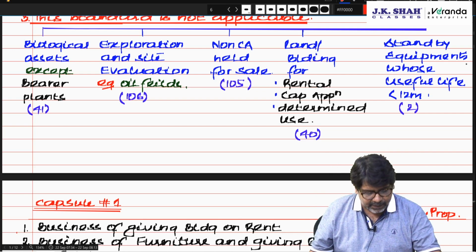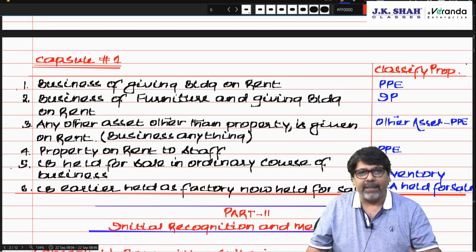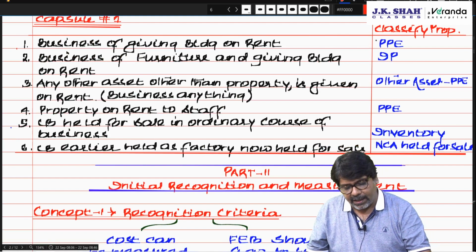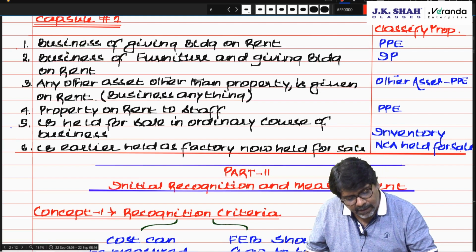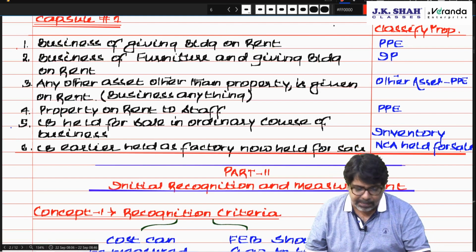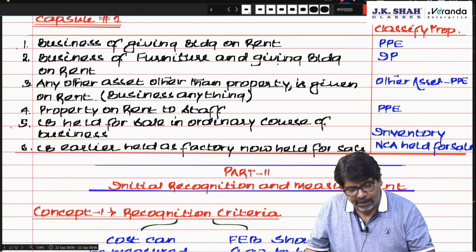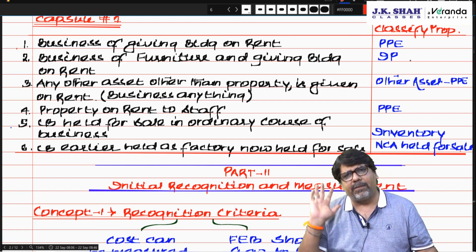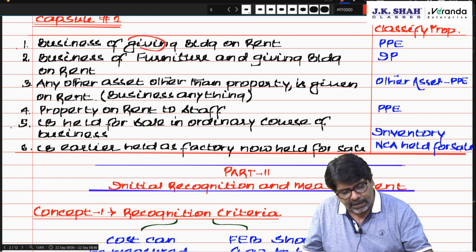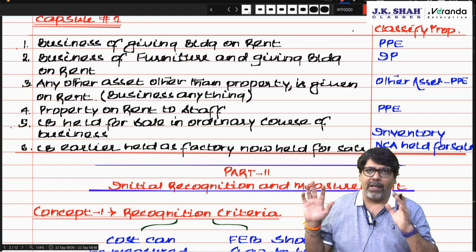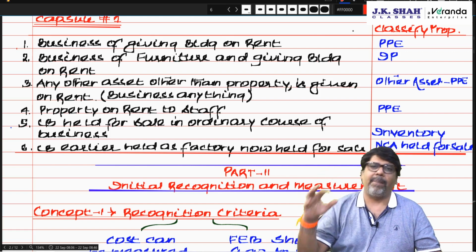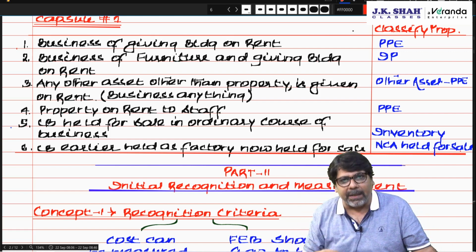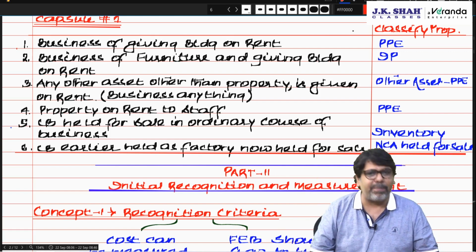Now chartered, this gives us the definition of PP. There's a small example: business of giving land and building on rent. If the business is giving building on rent, then it's a PP. If the business is furniture and I give a building on rent, then it is investment property. If my only operating business is rent, then I will classify the building as a PP. But if I have another business, like I'm a teacher, but I have got a property which I have given on rent, then that property I cannot classify as a PP, but it would be classified as investment property.